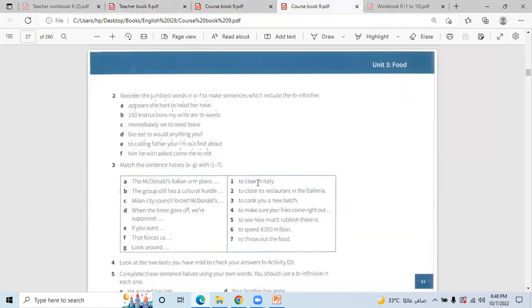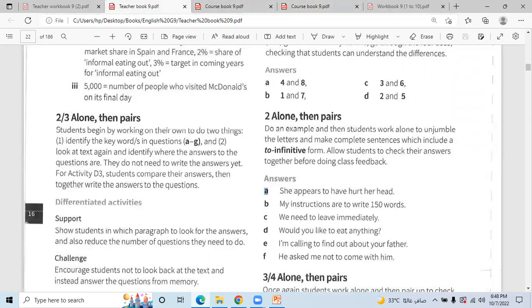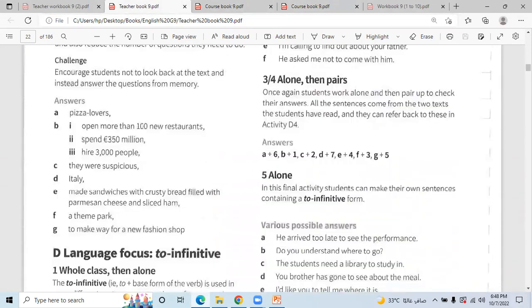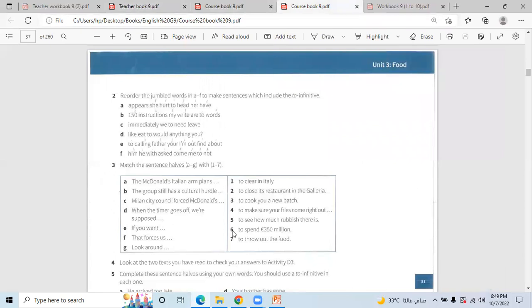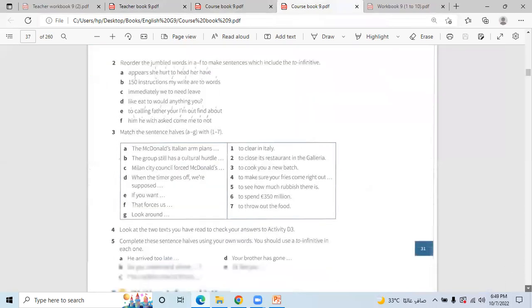Then let's see question number 3. Match the sentence halves from A to G, 1 to 7. Okay, let's see the answer of this question as well. A with 6, B with 1, C with 2, D with 7, E with 4, F with 3, and G with 5. This is how we are going to match the answers of these questions. Then question number 4, this is over to you.